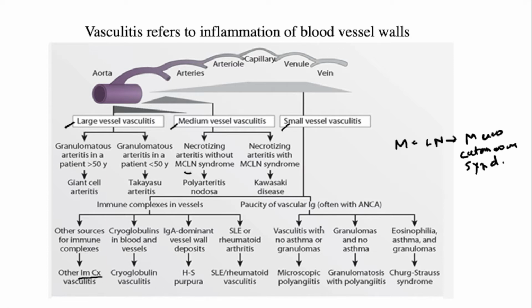And there may be paucity of the immune complex or paucity of the vascular antibody. They are usually associated with ANCA, that is anti-neutrophil cytoplasmic antibody. This type of vasculitis is usually associated with some granulomatous inflammation or some allergic reaction or eosinophilia, and accordingly we broadly classify them into three types. The examples are microscopic polyangiitis, granulomatosis with polyangiitis, and eosinophilic granulomatosis with polyangiitis, also known as Churg-Strauss syndrome. We will see the classification later on also.